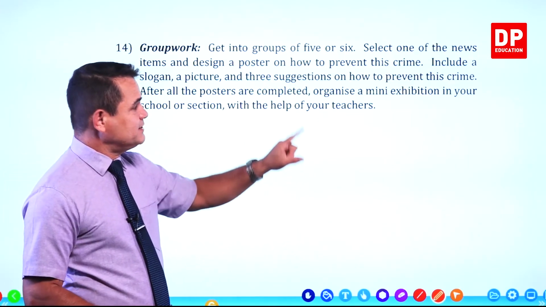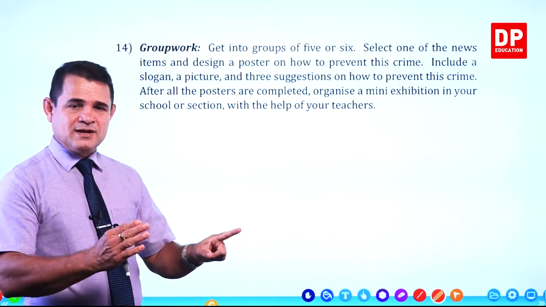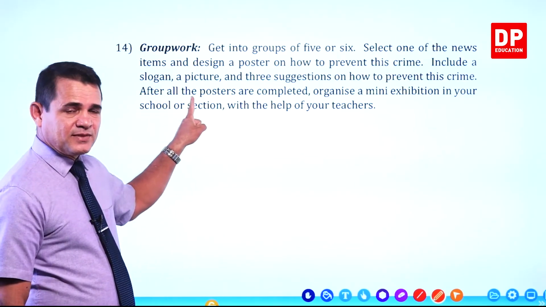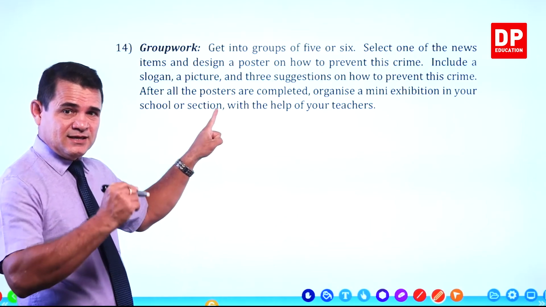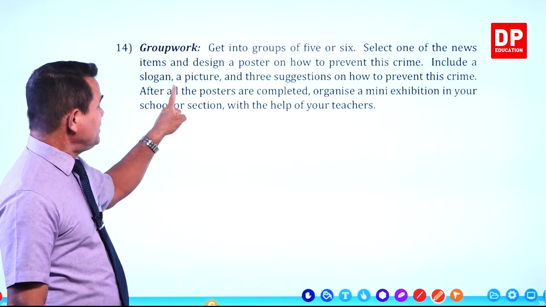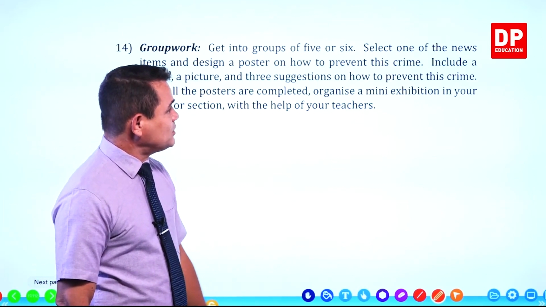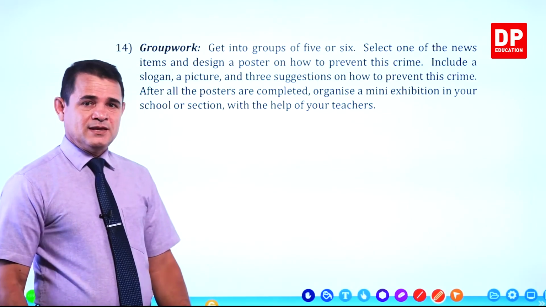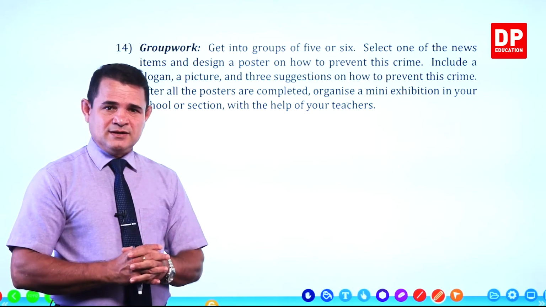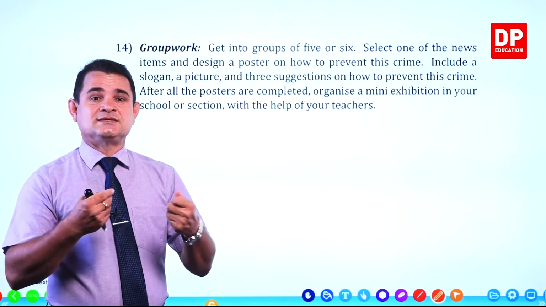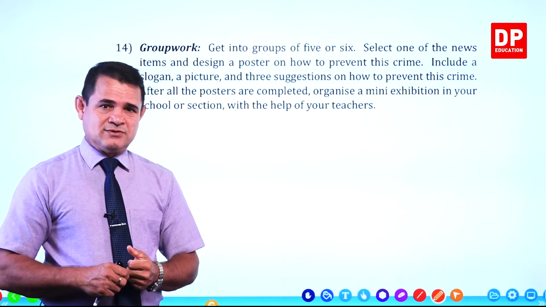How to prevent this crime. මේ crime එක වළක්වන්නේ කොහොමද? Include a slogan. එකට හොඳ වැකියක් දාන්න කියමනක්. A picture, හොඳ පින්තූරයක්. And 3 suggestions on how to prevent this crime. ඒ ඔබ තෝරාගත්ත crime එක how to prevent වළක්වා ගන්න කොහොමද කියන එක suggestions යෝජනා 3ක් දක්වන්න.